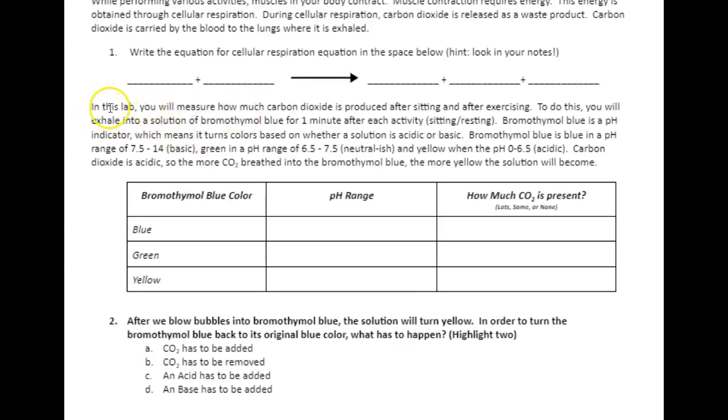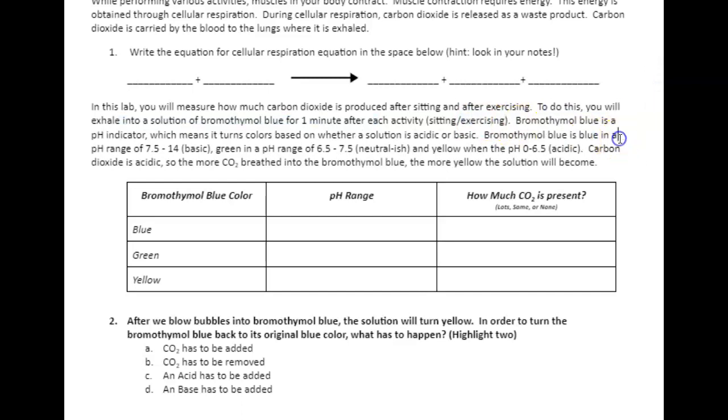The next thing, so in the lab, we're going to measure how much carbon dioxide is made when you're sitting and exercising. So remember, carbon dioxide is what we breathe out. So we're going to exhale into a solution of bromethymol blue for 1 minute after we sit, and then after we, oh, that's a typo, after we exercise, okay?